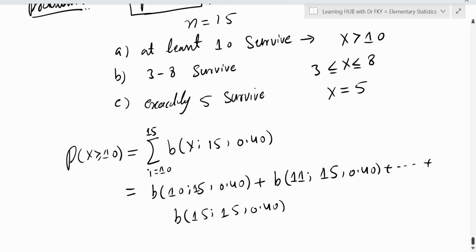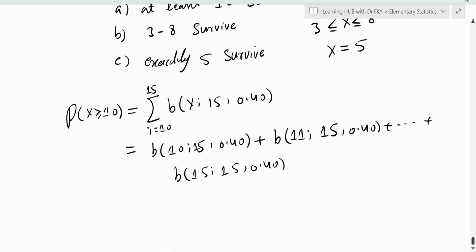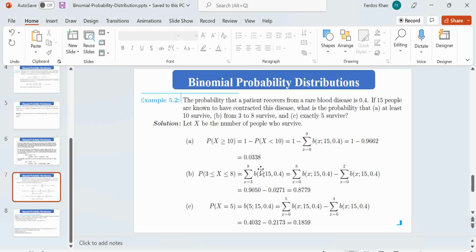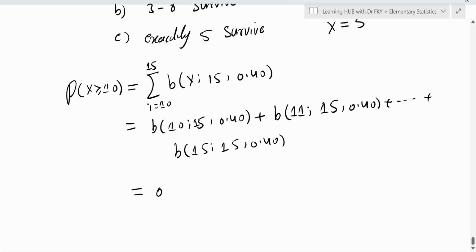Now you already know how to calculate this part, this part, and this part. So you already know how we can do this. You can do this by yourself just using a calculator. And this probability is equal to 0.0338. So 0.0338 is the probability of x greater than or equal to 10 survive.